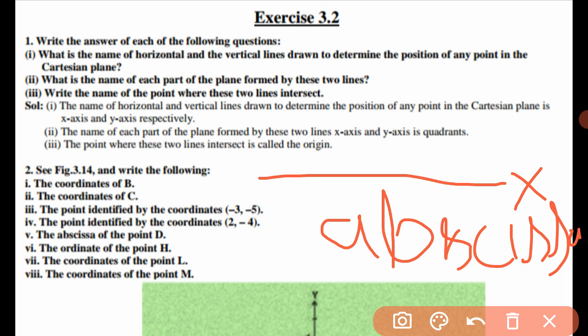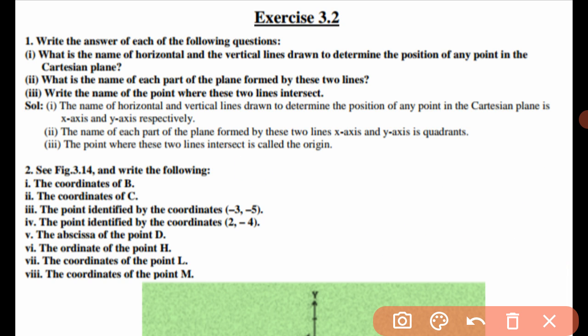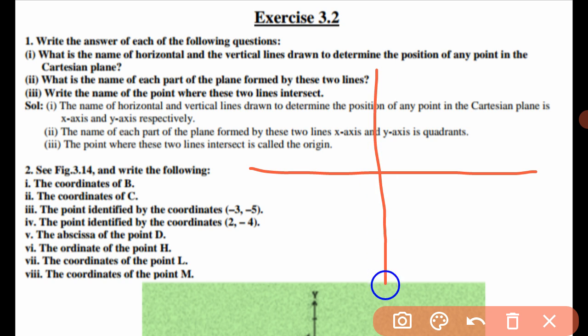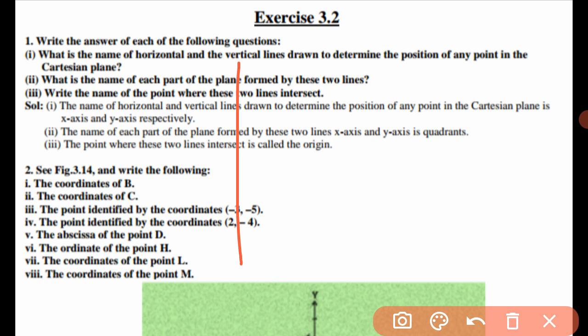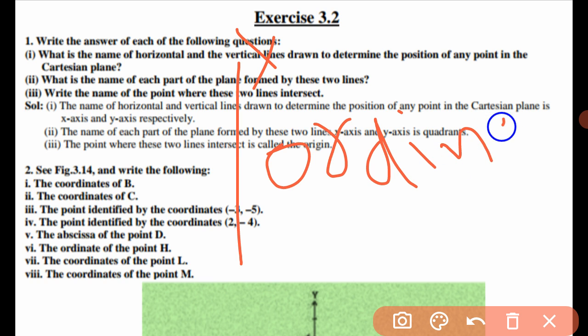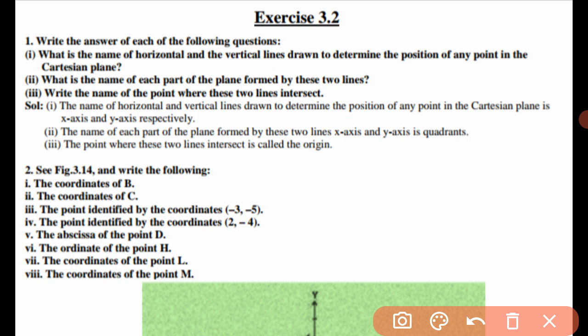Similarly, the y-axis is the vertical line. So the vertical line is the y-axis, and another name of this y-axis is ordinate. So ordinate is another name of the y-axis. We call the y-axis the ordinate. So we can say it is the y-axis or ordinate.